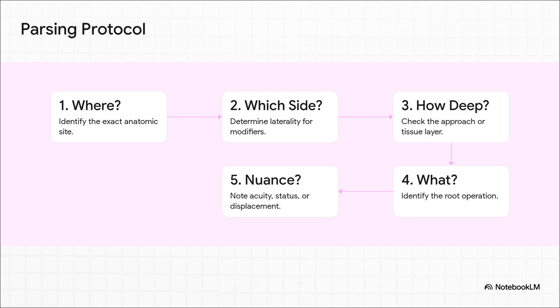Step 1, where? What's the anatomic site? Step 2, which side? Laterality is absolutely critical because it dictates if you're using your RT, LT, or 50 modifiers. Step 3. How deep? What's the surgical approach or tissue layer? Step 4. What happened? What's the actual root operation here? Excision? Repair? And finally, step 5. What's the nuance? Are we dealing with acute, chronic, or displaced?